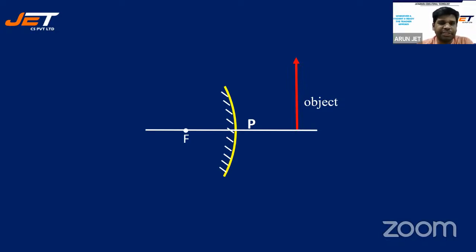Okay, Karuni says beyond C. It's a convex mirror, students. Inside the mirror, okay. Shashank says okay.